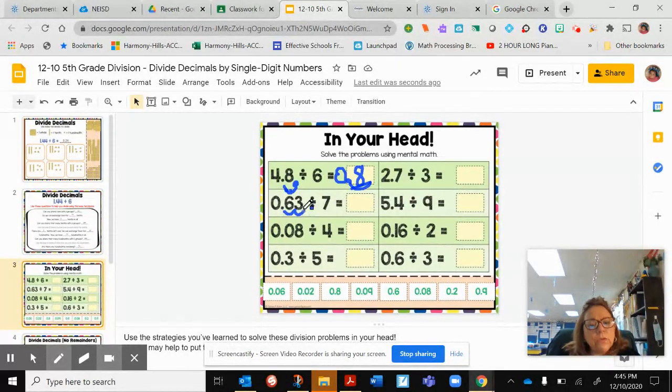Going to move this out twice. 63 divided by 7 equals, that's very good, it's 9. But I need to move in my decimal twice. Once. Got to put in a 0. So that's tenths, hundredths, because I moved it twice. And now my answer is 9 hundredths.